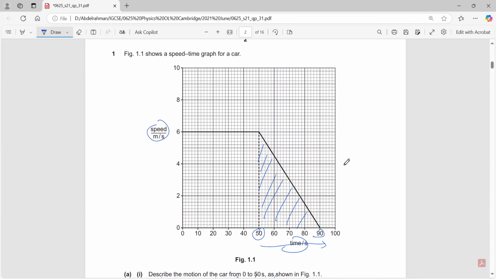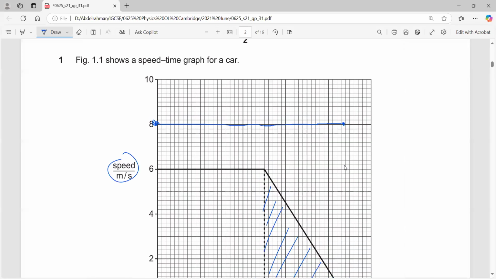So starting at time 0, he was traveling at a speed of 8 meters per second. Constant speed, so I'll draw a straight line all the way up to 87, which would reach this point. If I can zoom in, it should reach this point. So constant speed of 8 meters per second for 87 seconds.